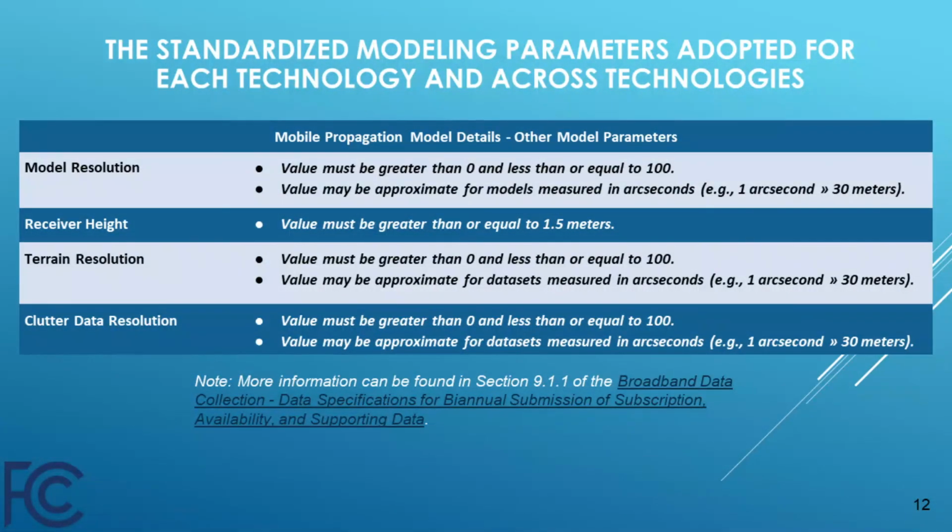Mobile broadband providers are required to submit supporting data about how they generated their coverage maps, including propagation model details and link budget information. The table in this slide provides an overview of the supporting data that mobile providers must submit in the BDC system. You can see the full tables and find more details in section 9 of the data specifications.